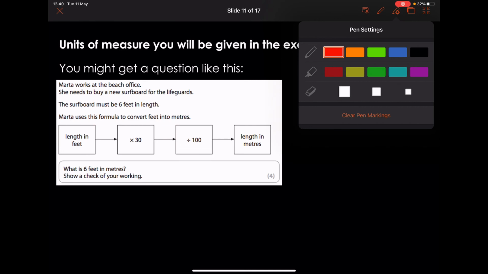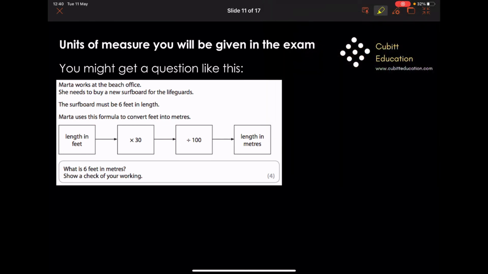Again, if you want to have a go at this, please do. The surfboard must be 6 feet in length. She uses this formula. We take the length in feet, times it by 30, we then divide by 100, and that will give us the length in meters. The question says, what is 6 feet in meters? So we're going to times 6 feet by 30, then divide it by 100, and that will give us the answer.